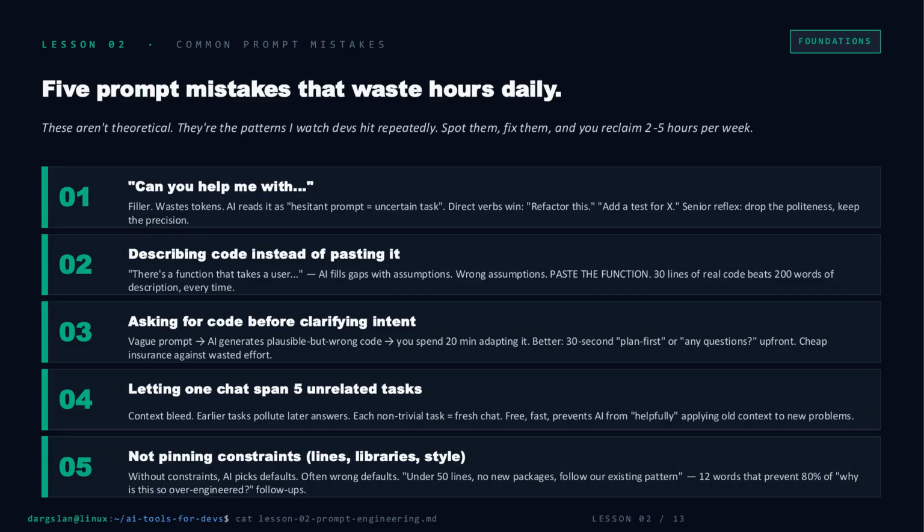Now flip the scaffold over. Here's what kills your hours. "Can you help me with?" is filler that signals uncertainty. Describing code instead of pasting it forces the AI to guess badly. Asking for code before clarifying intent buys you 20 minutes of adapting plausible but wrong output. Letting one chat span 5 tasks bleeds context everywhere. And skipping constraints, lines, libraries, style, guarantees over-engineered defaults. 12 words up front prevents most of it.